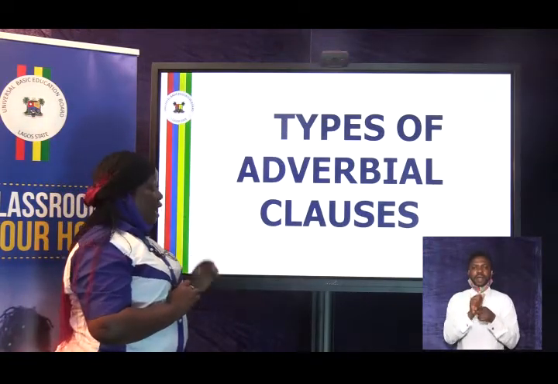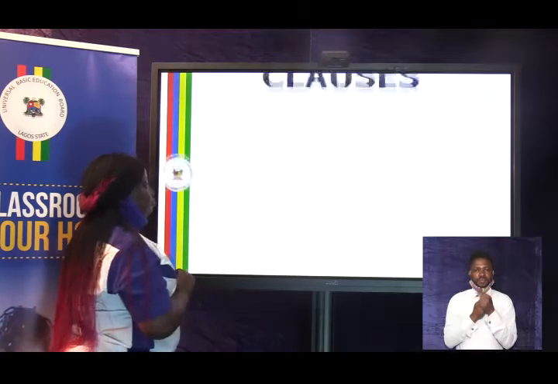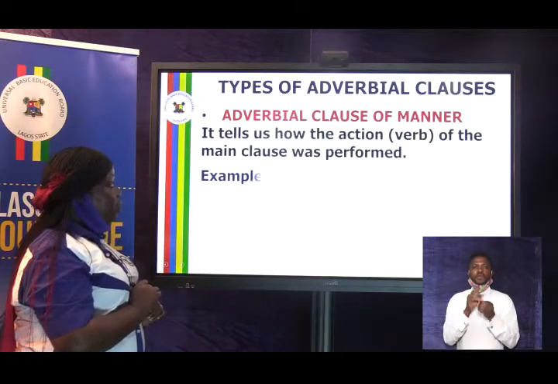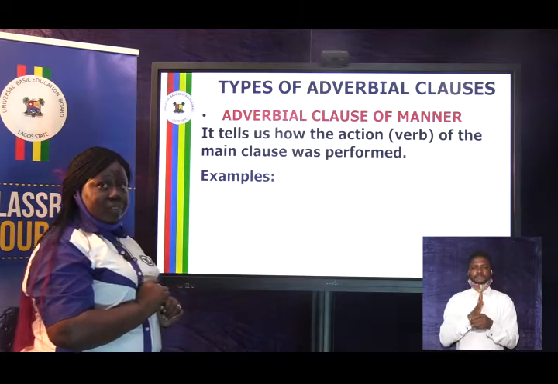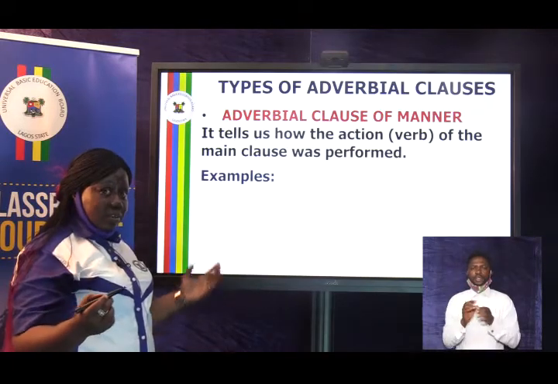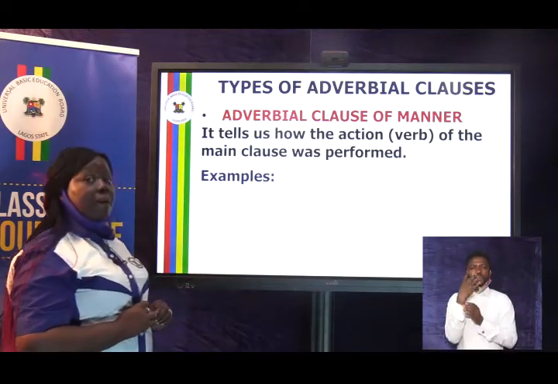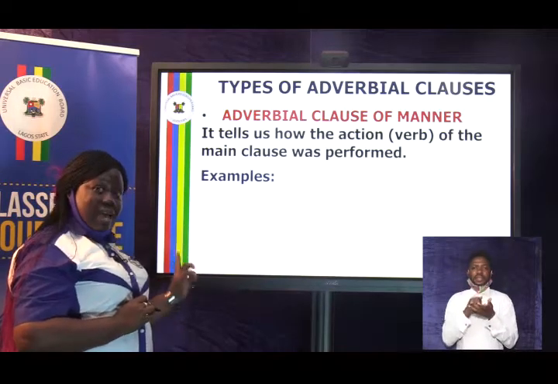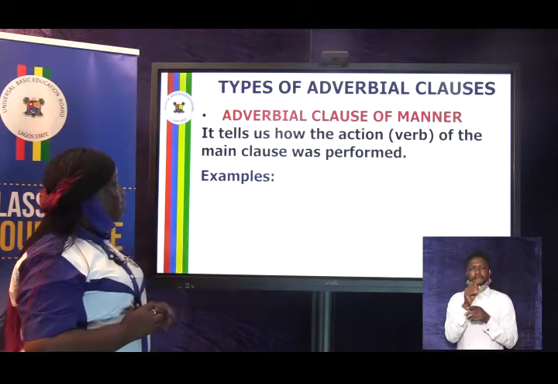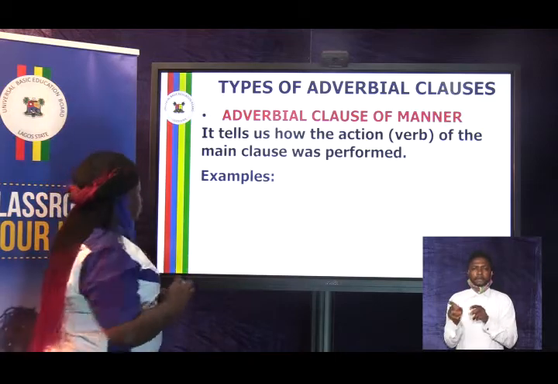There are different types of adverbial clauses. Let's look at the various types that we have. The first one is the adverbial clause of manner. This tells us how the action, you know what an action is in a sentence? That is the verb here. It tells us how the action of the main clause was performed. I said it answers how, when, where, and why. So, adverbial clause of manner talks about how the action of the verb or the main clause was performed. Let's have examples.